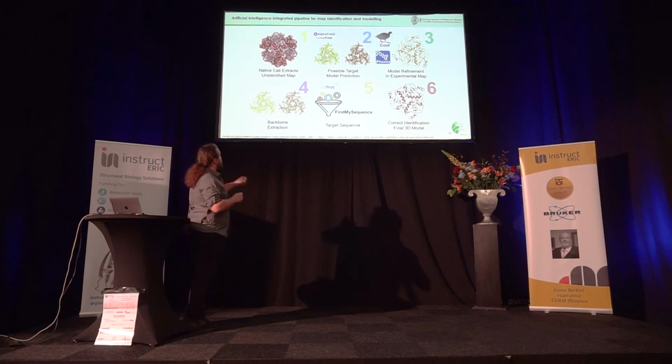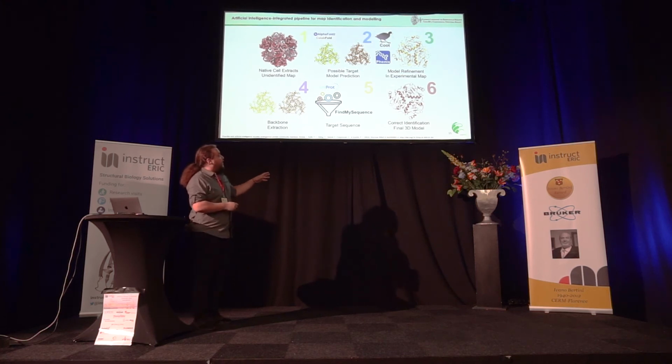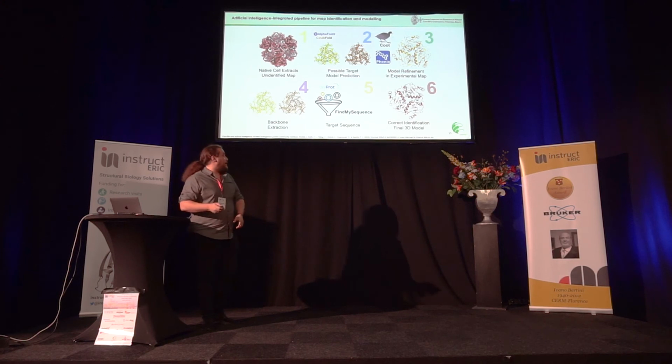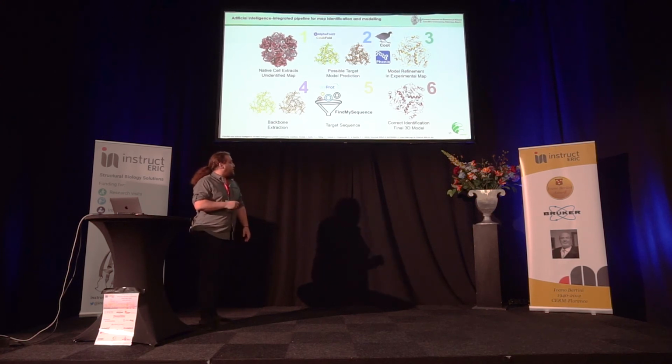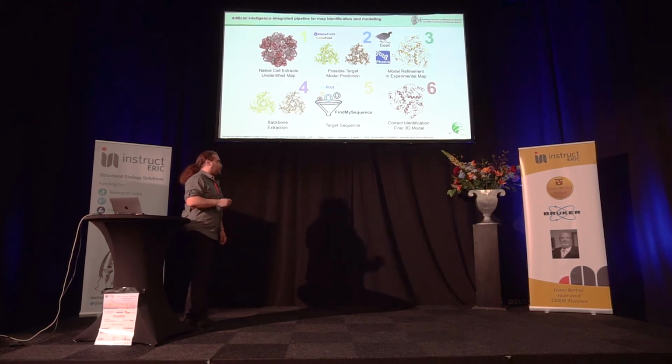How this starts is we take a native cell extract map, we predict all possible targets with AlphaFold, and then we define these targets in our original, experimentally determined map. We extract the backbone, and then Find My Sequence finds the correlation between the extracted backbone and our experimentally determined map. After using this, we could unambiguously identify that our map belongs not to the branching ketoacid dehydrogenase, but to the oxoglutarate dehydrogenase complex core.